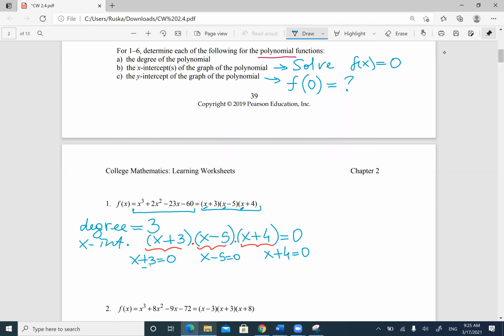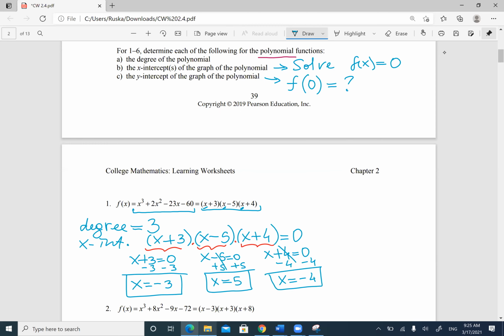So the first one, I'm going to subtract 3 on both sides. And my first x-intercept is going to be x equals -3. The other one, I'm going to add 5 on both sides. And the second x-intercept is going to be x equals 5. So I'm going to cross the x-axis at -3 and at 5. And the last one, you're going to subtract 4, and you're going to get x equals -4. So these are the 3 x-intercepts. How do you write them? We're going to write -3, 0. That's the point. -3, 0. 5, 0.